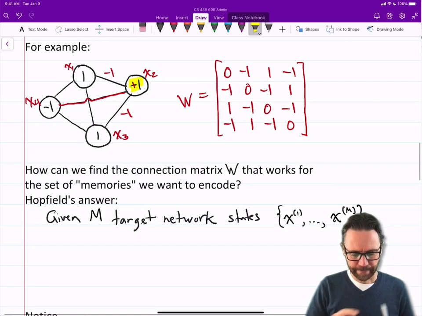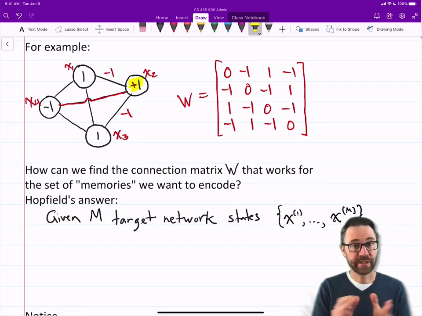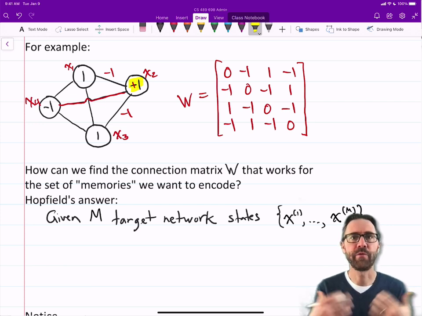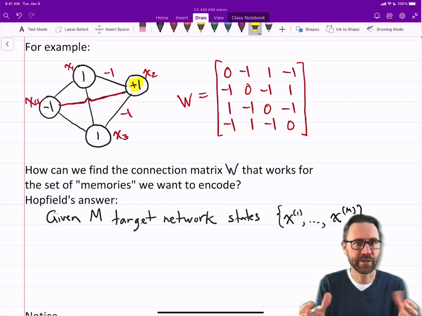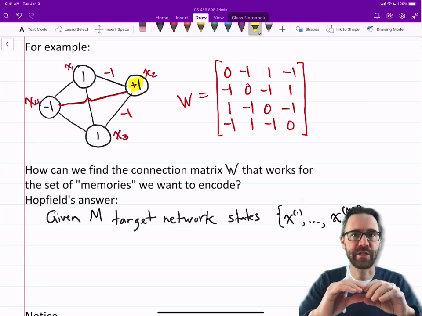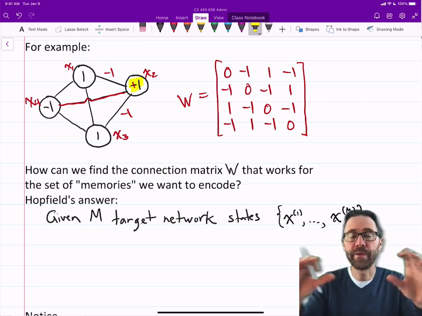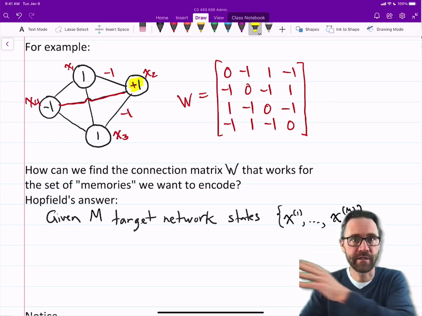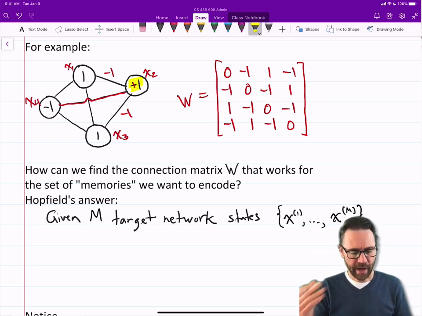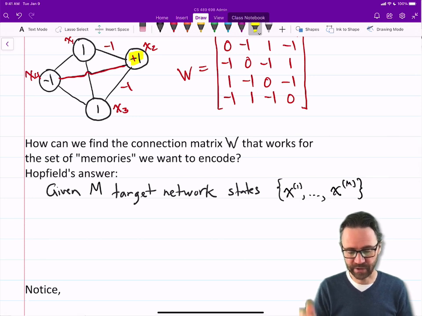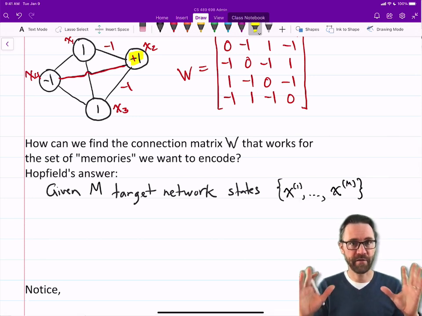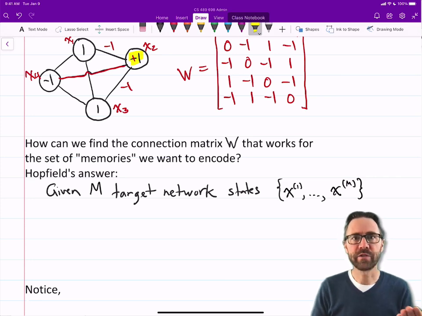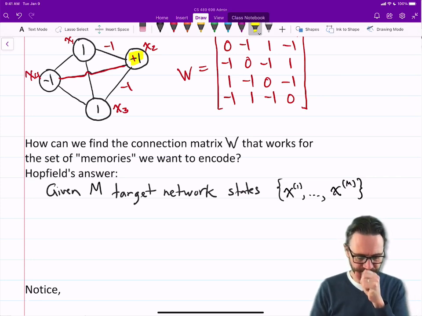Okay, so that's great. We can set the connection weights for one pattern. What if we have multiple patterns that we want this network to memorize, so that if we set the network state close to one of them, it'll snap to the correct one. If we set the initial state close to a different one, it'll snap to that different one. So how can we find the connection weight matrix W that works for a set of memories that we want to encode? So I'll describe Hopfield's answer.